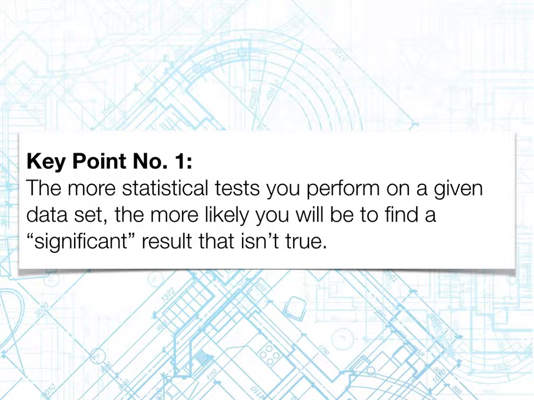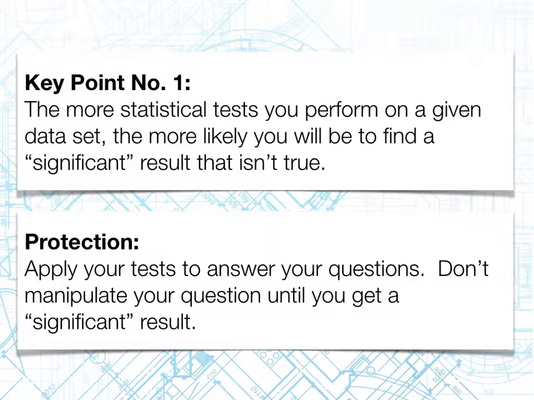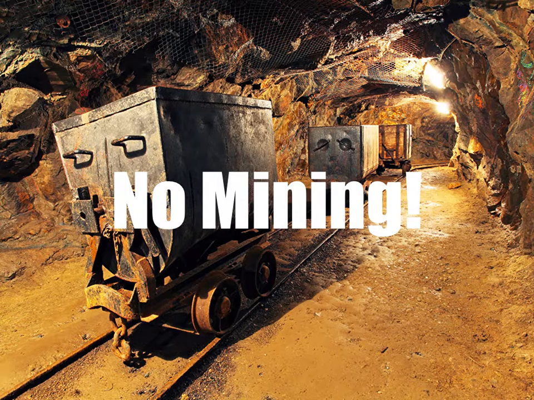There's a couple of key points to remember when you're analyzing your data. The first is that the more testing you do, the more likely it is that you'll get a significant result that is in fact due to chance. And this is called a type 1 error. The first protection is philosophical. Stick to your questions and hypotheses, and don't just keep testing until you find something. You heard it here last.